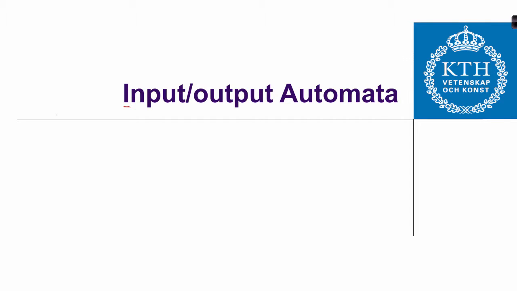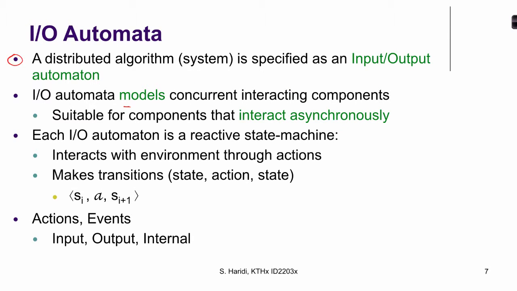We now will give a short introduction to input-output automata as a review of what we are going to discuss in this lecture. So a distributed algorithm is specified as an input-output automaton. And what's an input-output automaton? An input-output automaton is a state machine that interacts with its environment.